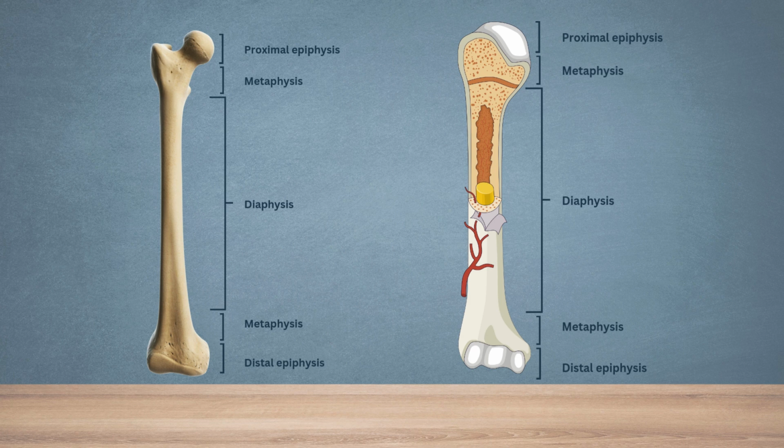The major portions of long bone are the epiphysis, diaphysis, and metaphysis. The epiphysis is located at both the proximal and distal ends of long bone. The diaphysis is the shaft of the bone. The metaphysis is the area between the epiphysis and diaphysis, where the shaft of the bone widens.